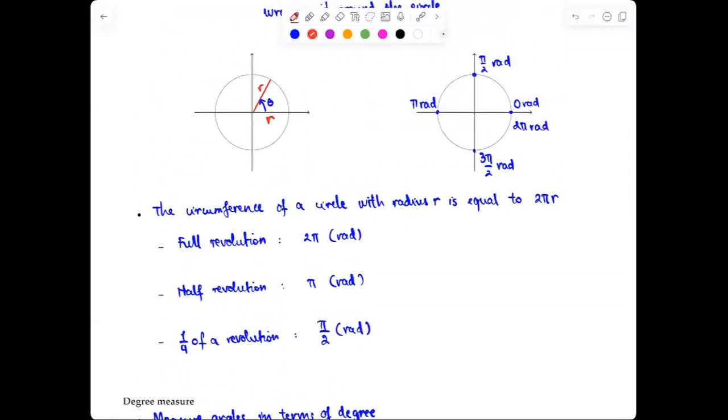So corresponding to 0 radians, we have 0 degrees. Pi over 2 radians corresponds to 90 degrees, like right here, 90 degrees. Corresponding to pi radian is 180 degrees. 3 pi over 2 radian is 270 degrees. And corresponding to 2 pi radian is 360 degrees.